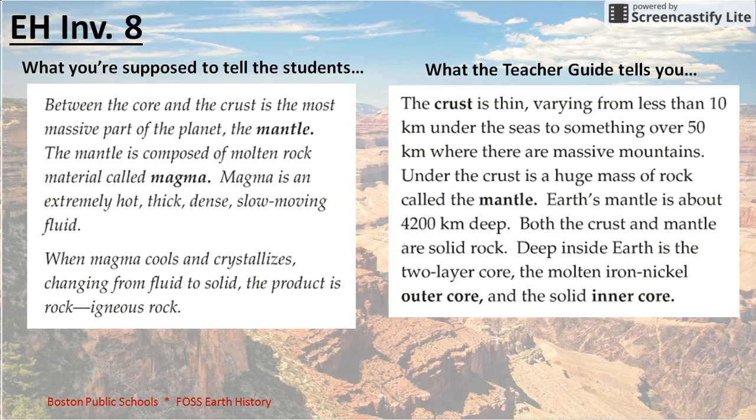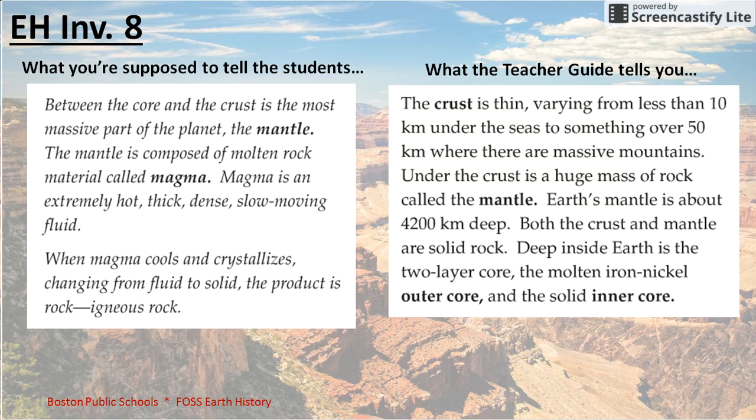A little note I wanted to talk about was there's another part that's a little bit frustrating in terms of what you're supposed to tell the students. On the left-hand side, you'll see something that's directly out of the teacher's guide that you're supposed to tell the students when you're talking about the structure of the Earth, that between the core and the crust is the most massive part of the planet, the mantle. So far, so good. But then it goes on to say that the mantle is composed of molten rock material called magma. This is factually incorrect. That is not what the mantle is like.